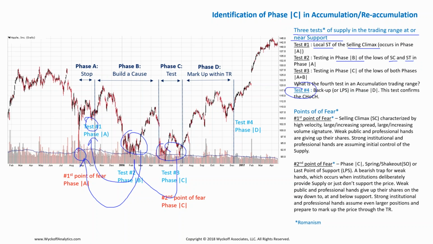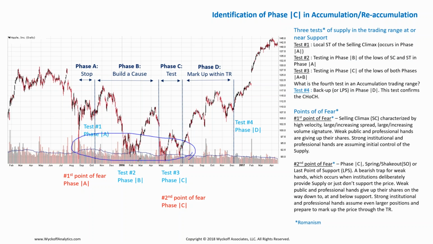And then our test number 4 is going to be a backing up action. It kind of is logical to me that the initial tests are going to be at the support level, and the last test is going to be at the next value zone. So they've observed the supply at the lows. That pushes the price up into the new highs. In this case, not necessarily new highs, but new highs relative to the highs in phases A and B. So kind of like in the same zone.